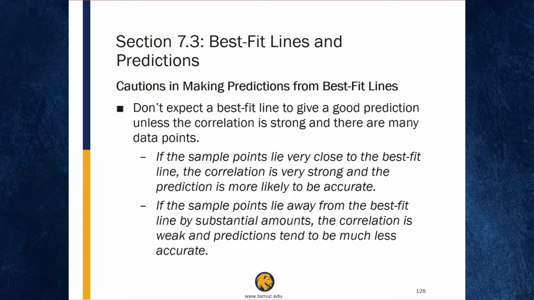If the sample points lie very close to the best fit line, the correlation is very strong and the prediction is more likely to be very accurate. If the data points lie far away from the best fit line, the correlation is probably weak and the predictions will be much less accurate.